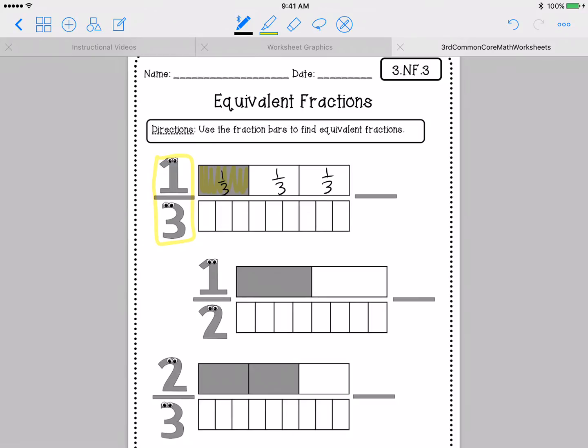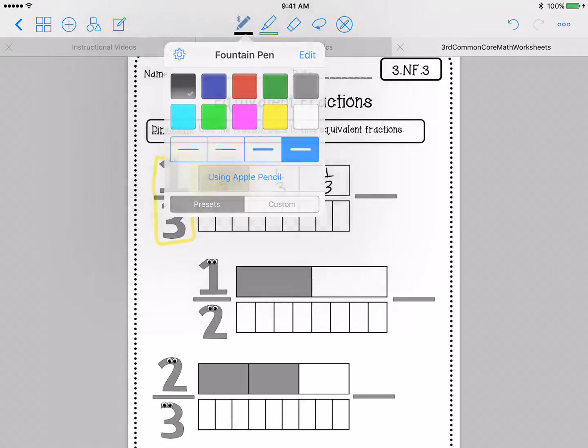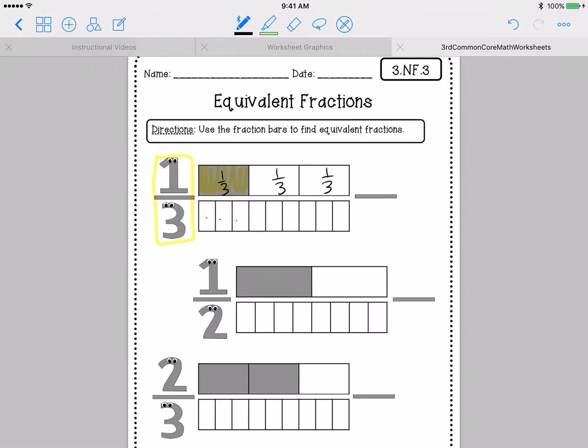Let's count. Let's see what we have here. 1, 2, 3, 4, 5, 6, 7, 8, 9. So these are ninths. So I know that this is going to be 1/9, 1/9, 1/9, on and on till I get 9/9. And I want to know how many of those ninths put together are the same size as 1/3. Well, it's pretty easy to see there.